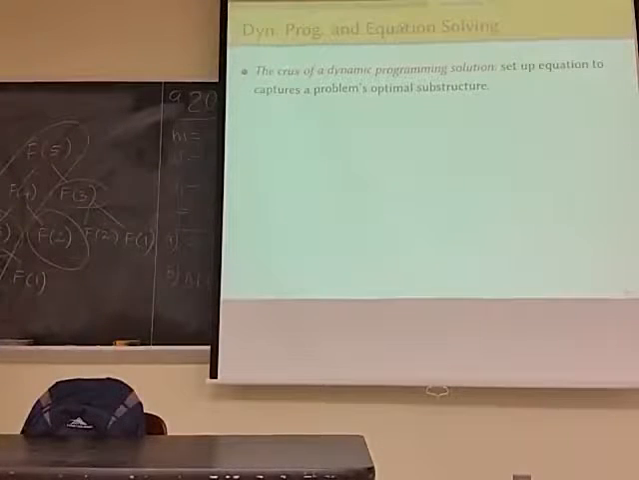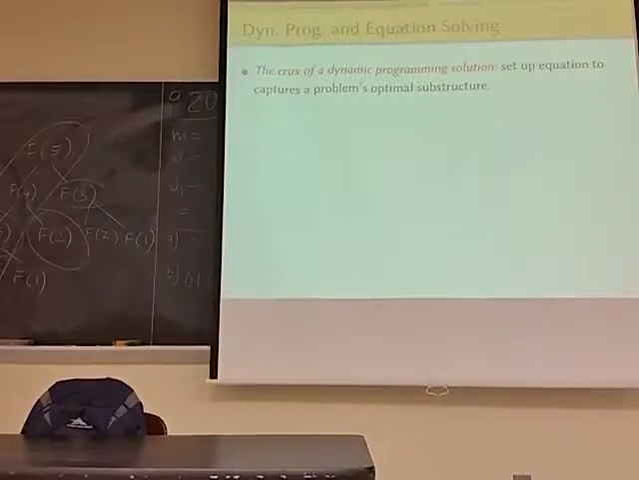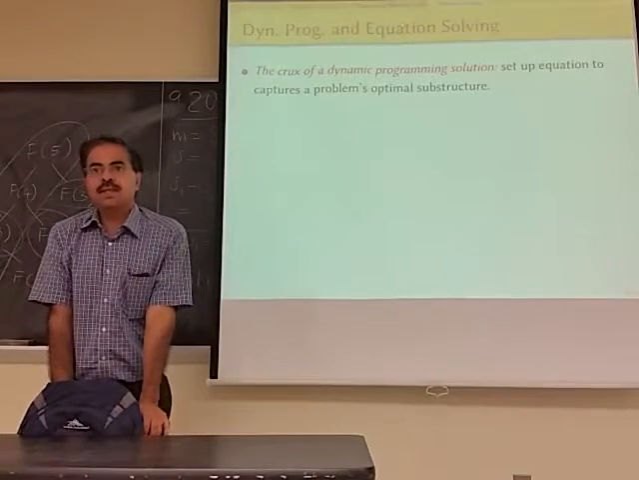Okay? So if you notice, in all of the dynamic programming problems that we have done so far, what we did was we set up some equation that says the optimal cost of this larger subproblem is computed as a function involving the cost of subproblems. Right? So there is always this equation that gives the optimal cost of the bigger problem in terms of the optimal cost of the subproblems. So setting up this type of equation is really the crux of dynamic programming.